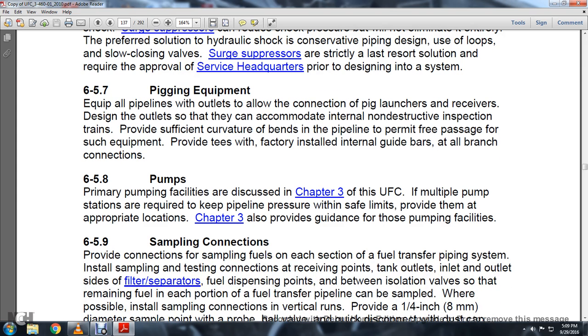6.5.8 Pumps. Primary pumping facilities are discussed in Chapter 3 of the Unified Facilities Criteria, but pumps are required to keep the pipeline pressure within safe limits, provided they are in an appropriate location. Chapter 3 also provides the guidelines for the pumping facilities.